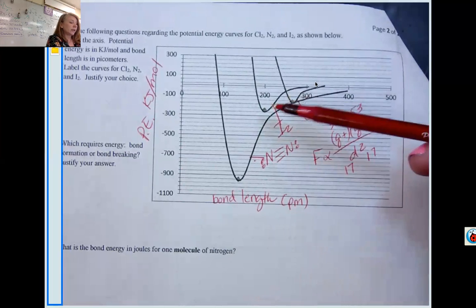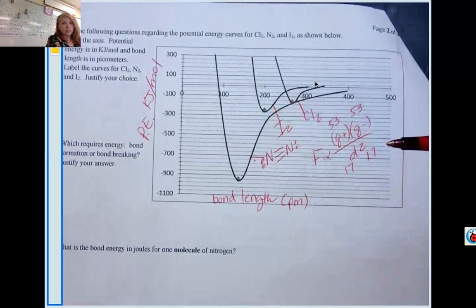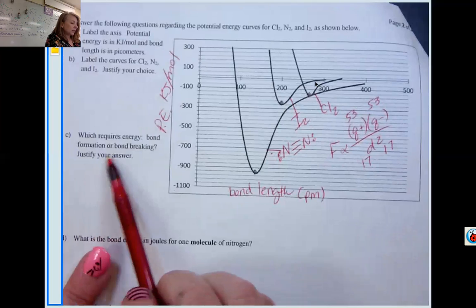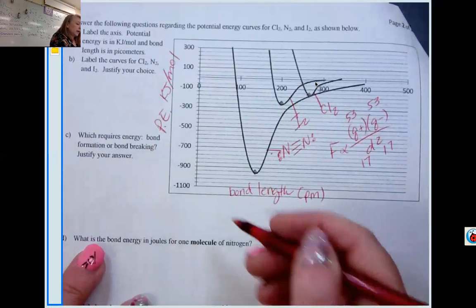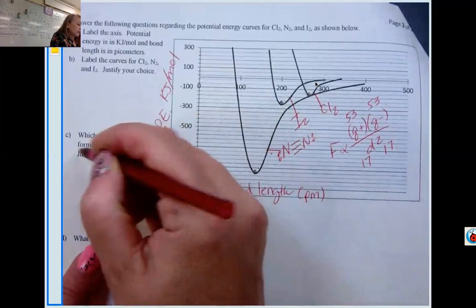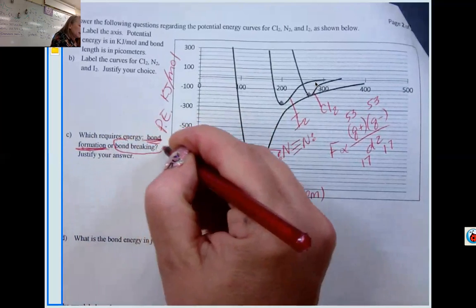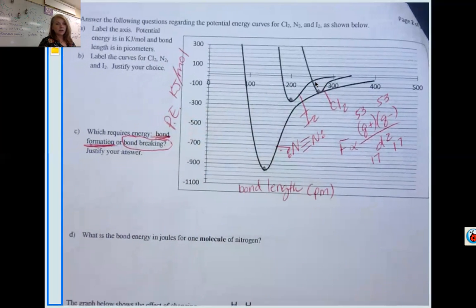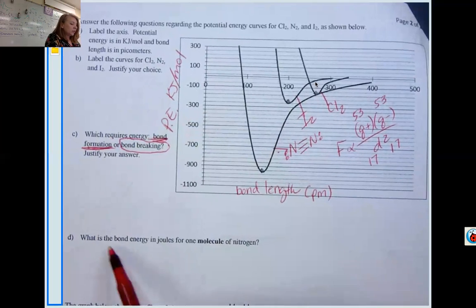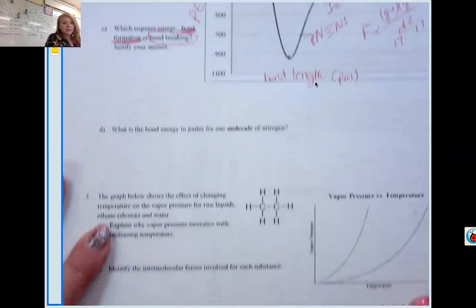And this is why you're going to get a lower potential energy drop. They're going to be more attracted to each other in terms of getting that potential energy to drop down more. All right, so E says which requires energy, bond formation or bond breaking. Hopefully you don't have to think too hard about that one. Bond breaking, I almost did the wrong thing there. Bond breaking is going to require energy because it takes energy to break something, and when you put them together, it releases energy.